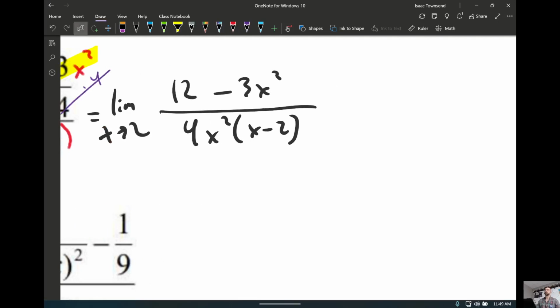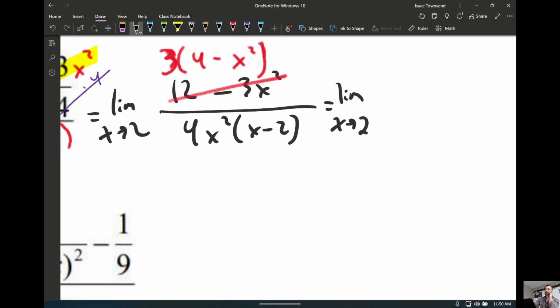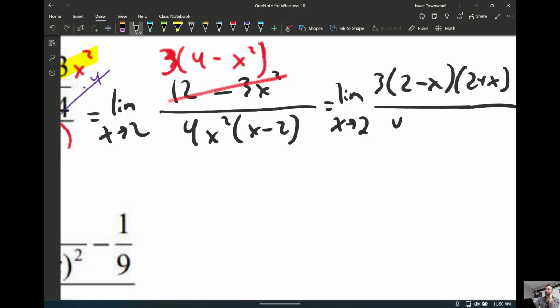But to finish off the question, we need something to cancel. So I don't know. I would probably try to make this look different. I know I could at least factor out a 3. And now that I've factored out a 3, I see I could also do the difference of two squares. Unfortunately, nothing's quite ready to cancel out.